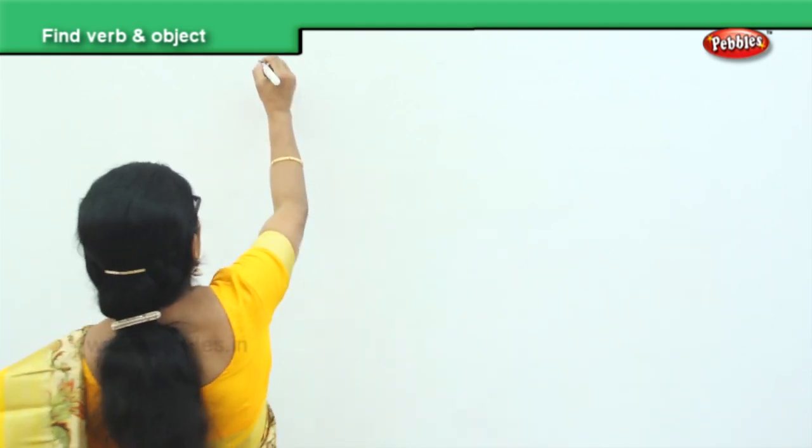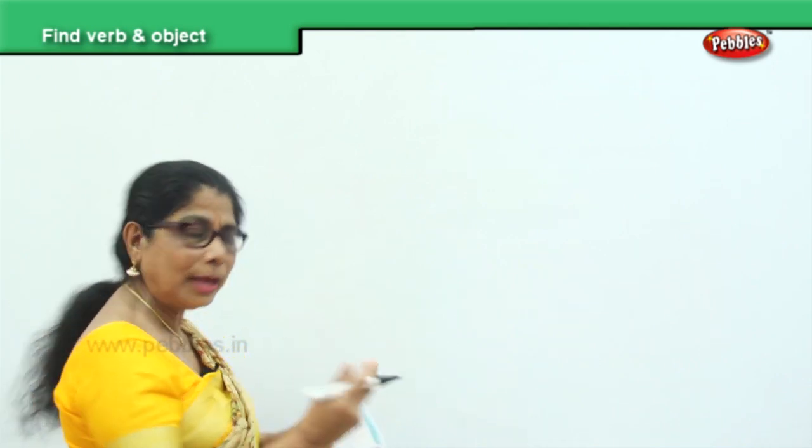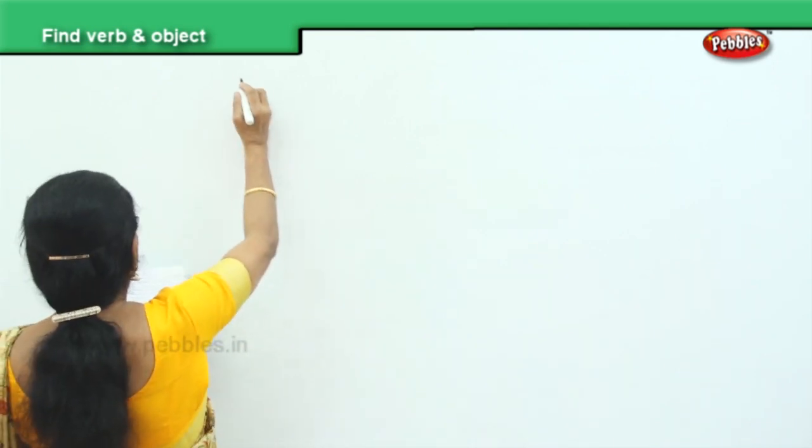We were looking at a sentence having a subject. Now we are going to look at a sentence having a verb. Let's identify the verbs in the sentence. So next, what are the three parts? Subject, verb and object. Now we are going to look at the verb.